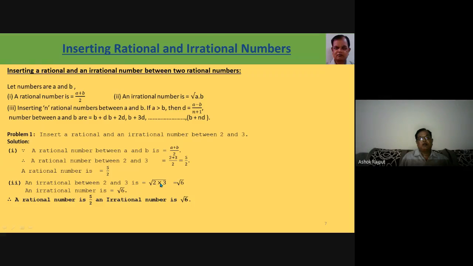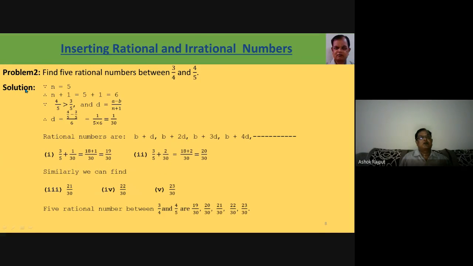Next, an irrational number between 2 and 3 is the square root of 2 into 3. If we multiply 2 into 3, we will get 6. It is under root 6. Therefore, an irrational number is root 6. A rational number is 5 by 2 and an irrational number is root 6. Have you understood? If there is a problem, you can ask again or you can practice using these formulas as explained here. If you practice, then it will be easy for you.